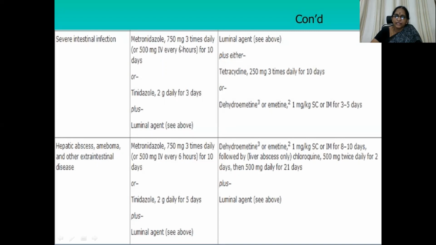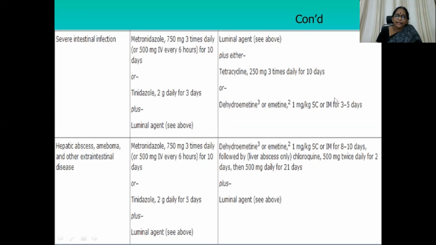Here some books say that 600 to 800 mg is okay for severe infections, PID, or 500 mg intravenous administration 6 hourly for 10 days, or tinidazole 2 grams daily for 3 days plus a luminal agent to eradicate the infection completely. And the alternate regimens are a luminal agent or tetracycline or dihydroemetin or emetin 1 gram per kg subcutaneous or IM for 3 to 5 days.